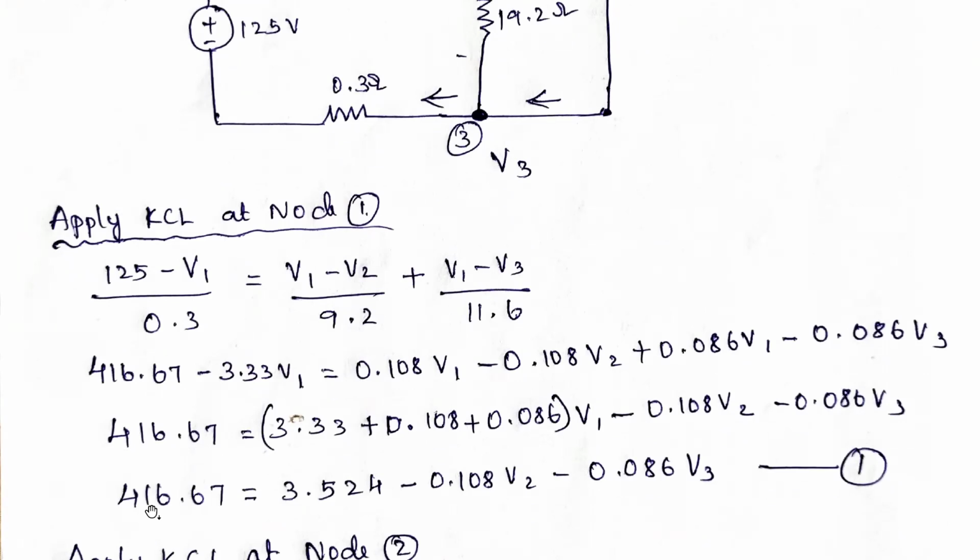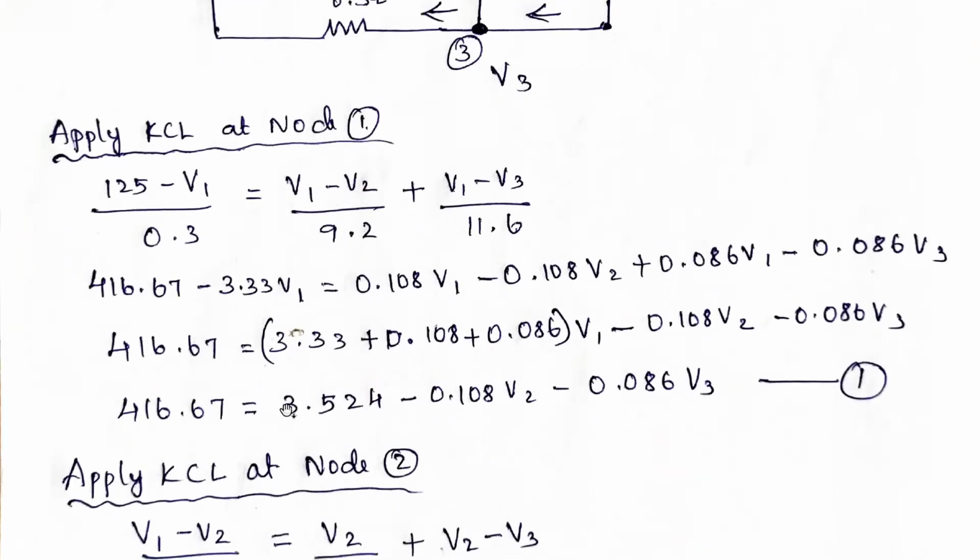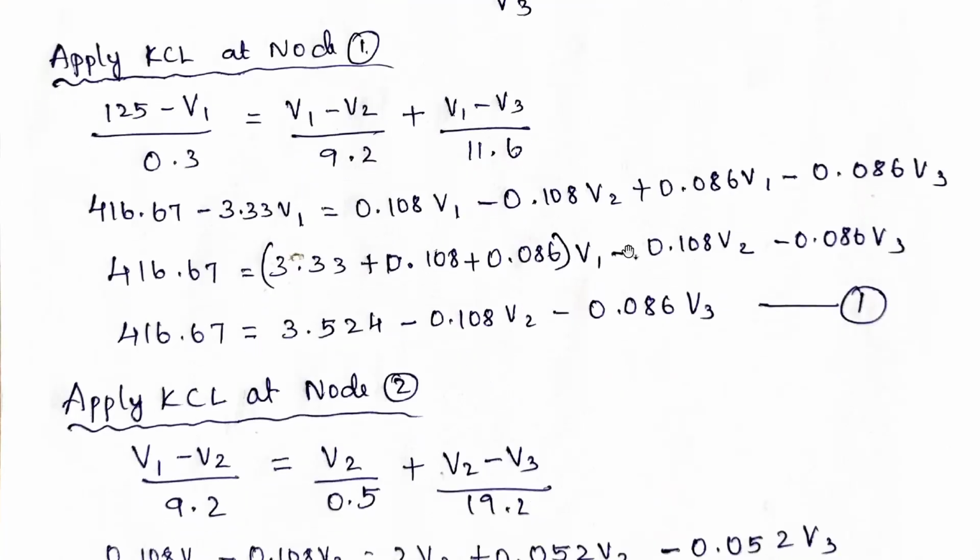After simplification, we'll get the equation as 416.67 equal to 3.524 V1 minus 0.108 V2 minus 0.086 V3. Here I missed V1, so 3.524 V1. Take this as equation number 1.